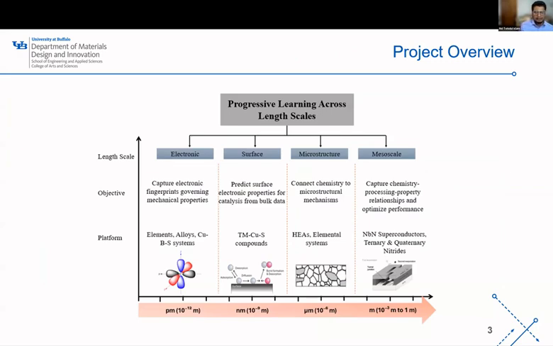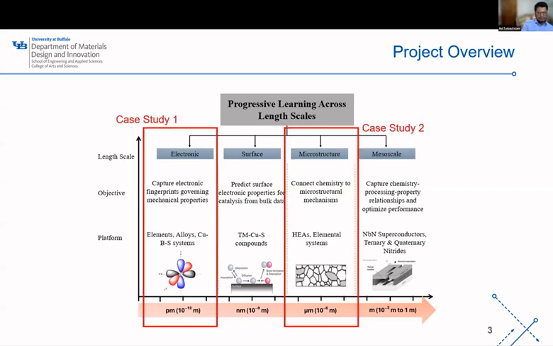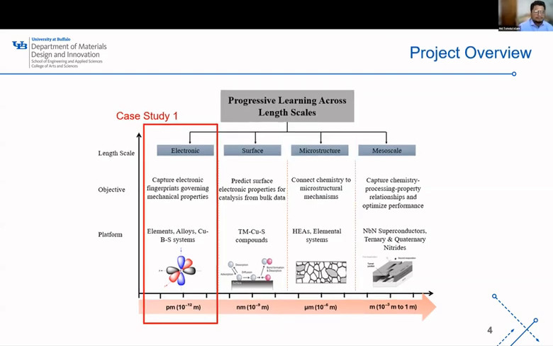In this slide, I show the main framework of my research. We are trying to learn patterns at multiple length scales, for example, from quantum scale to microstructure and up to device scale. There are four main pathways, as you can see in the figure, and each pathway shows how we use data and machine learning for a specific relationship. For today's presentation, due to the time limits, I'll focus on only two of these case studies.